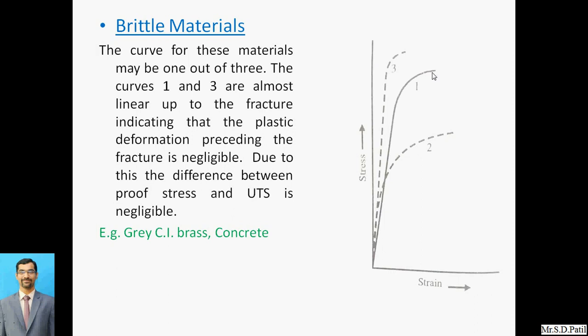So the difference between the proof stress and UTS is again negligible here. The examples of brittle material stress strain behavior are cast iron, brass or concrete. So grey cast iron or white cast iron, any cast iron is considered a brittle material, and so are brass as well as concrete. So these are the materials classified as brittle materials.